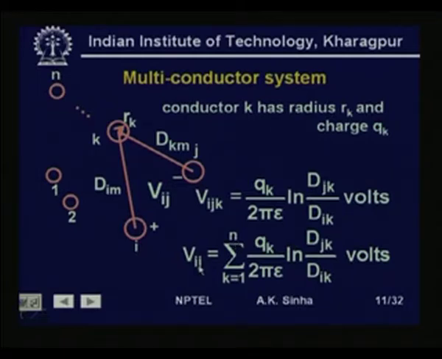So, Vij in that case due to charges on all the conductors will be equal to the summation from k equal to 1 to n of qk by 2 pi epsilon ln djk by dik volts. So, this way we can find out the voltage between any two conductors or any 2 points due to charge on various conductors in a multi-conductor system.